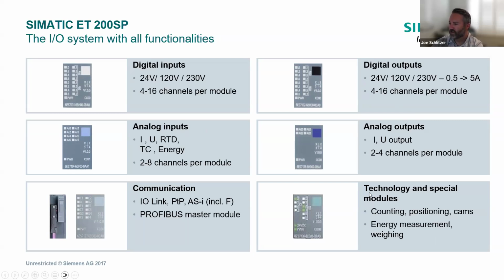And there's special technology modules for counting, positioning, camming. If you're working with strain gauges, there's modules for that. There's also modules for if you're doing any sort of load cells, there's technology modules for those as well. And many different forms of communication modules depending on what you're working with. IO-Link, there's RS-232, 485, Profibus, all sorts of communication modules.